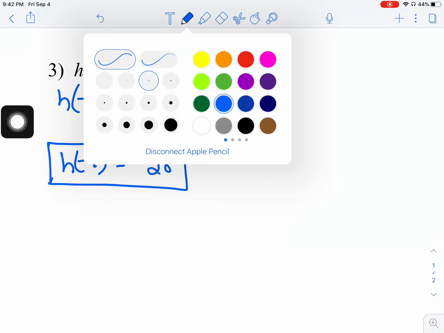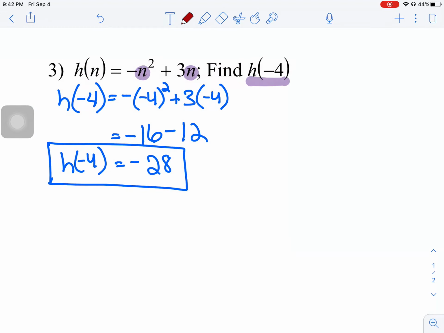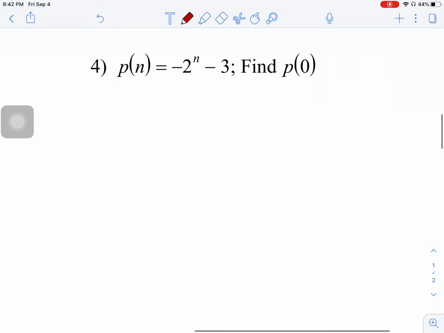Okay, last example here is going to be problem number 4. And we've got p of n is equal to negative 2 to the n power minus 3. And we're supposed to find p of 0. So every place I have an n, I am going to replace it with the number 0. So p of 0 is equal to negative 2 to the 0 power minus 3.